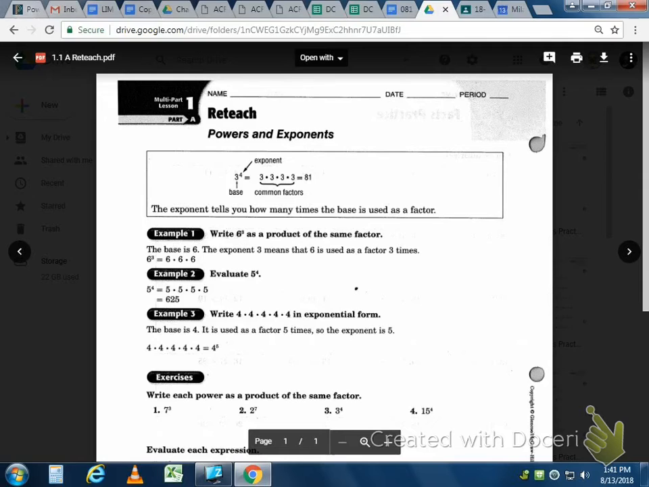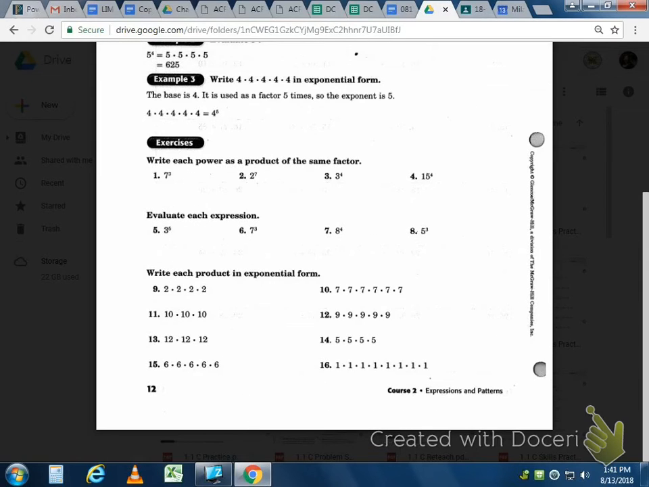Okay, and these will be worth tickets. So, example number 1. Write each power as a product of the same factor. So that says 7 to the 3rd power. Dylan, what is it?